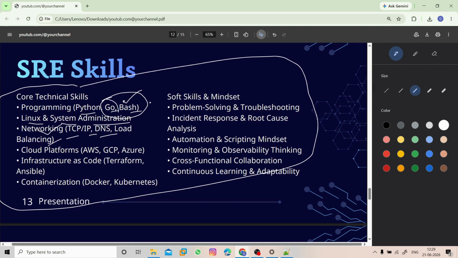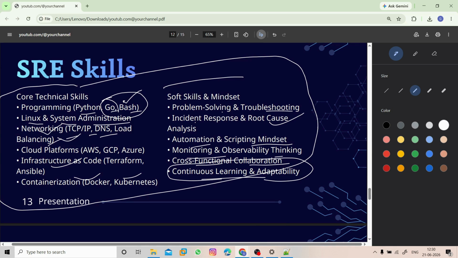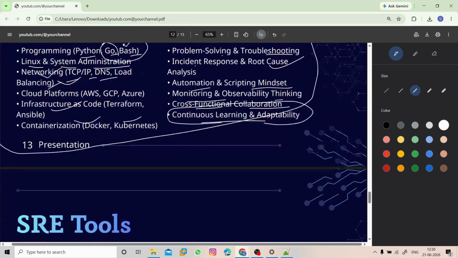Next, move to Docker and Kubernetes. After that, learn about cloud platforms, infrastructure as code, and Ansible. Then soft skills and mindset like problem solving, troubleshooting, incident response and root cause analysis, automation and scripting mindset, monitoring and observability thinking, cross-functional collaboration, continuous learning and adaptability. These we can learn easily.